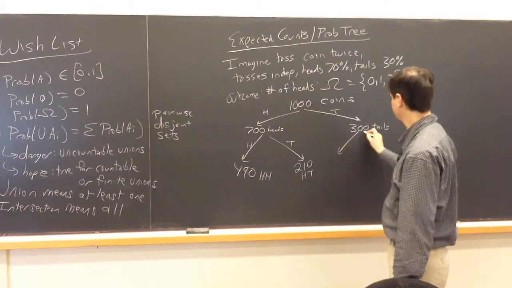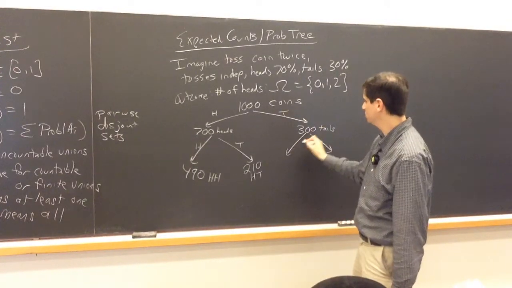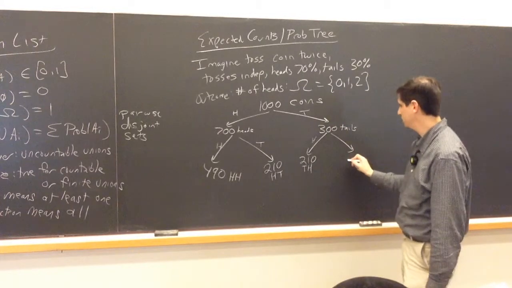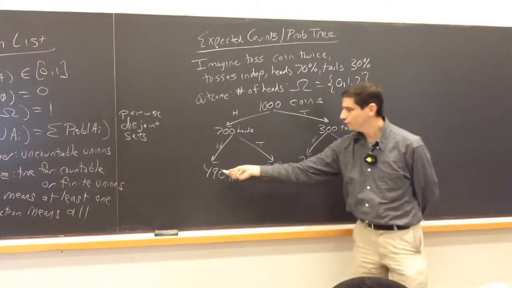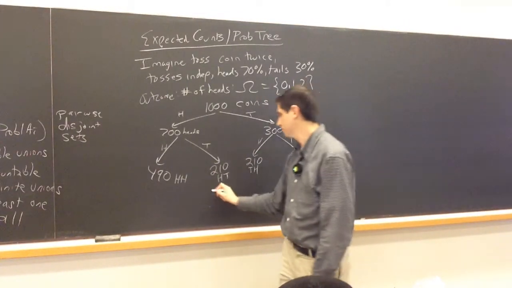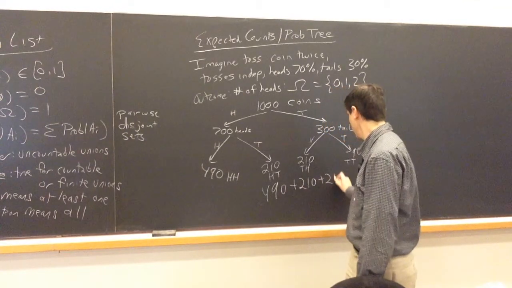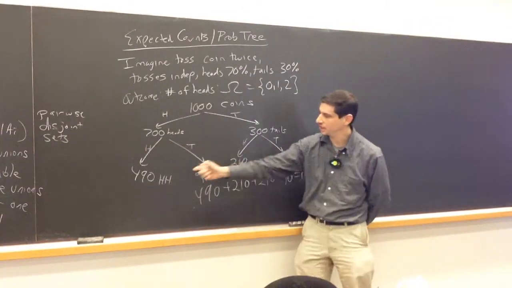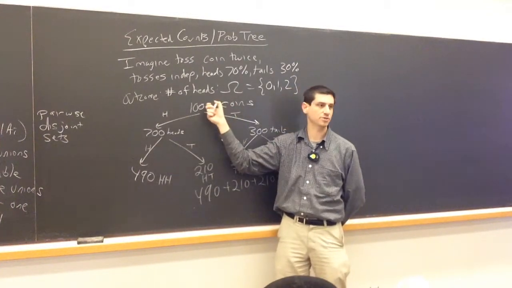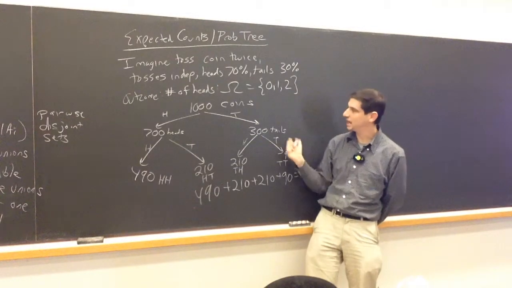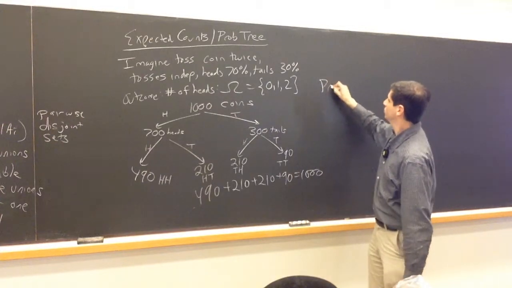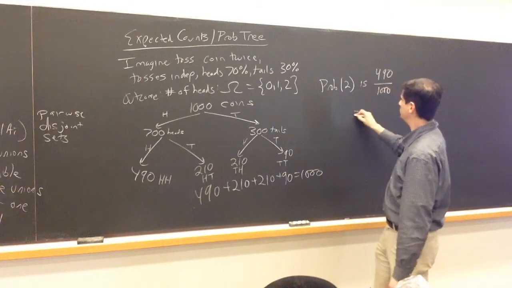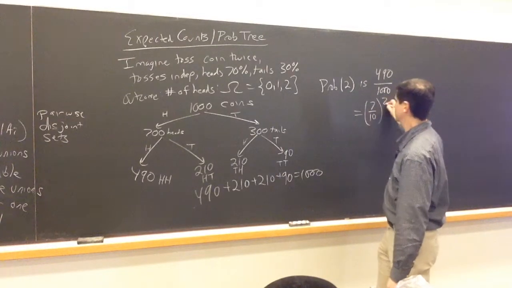Now over here for the 300, I have 2 possibilities. How many of them are going to go to a head? 210. And how many of them will end up with tail, tail? 90. If you notice, 490 plus 210 plus 210 plus 90 does equal 1,000. All the coins have been accounted for. If I want to calculate the probability I end up with 2 heads, it's 490 over 1,000. What's the probability I end up with 2 tails? It's 90 over 1,000. And we can interpret 490 over 1,000 as 7 tenths squared, exactly as you would expect.